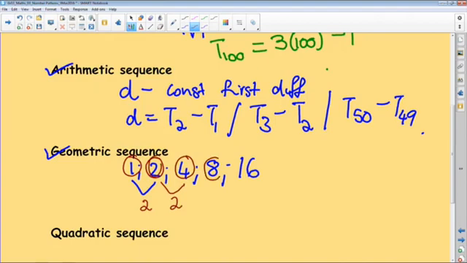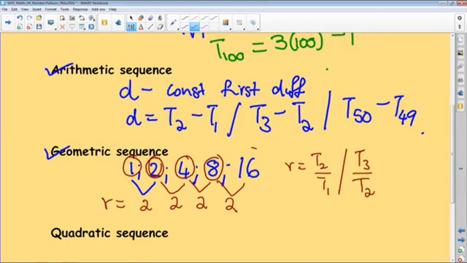An 8 divided by 4, I still get a 2. A 16 divided by 4, I get a 2. So we call this a common ratio, right? So your R is term 2 divided by term 1, or term 3 divided by term 2, or term 50 divided by term 49. And then you are still going to learn how to generalize this.